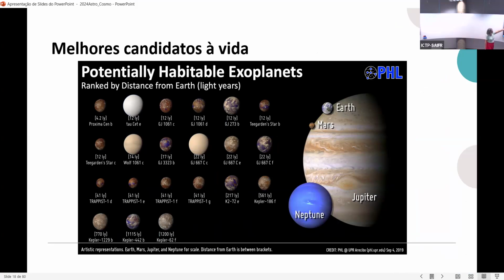And so here are the best candidates to be habitable. Here are the solar system planets in designs. And here you can see that there's Proxima Centauri, the closest star to Earth. It's a small red dwarf star, but it has a terrestrial planet in the habitable zone. All these planets are in the habitable zone. And I'll talk a little bit more about TRAPPIST.